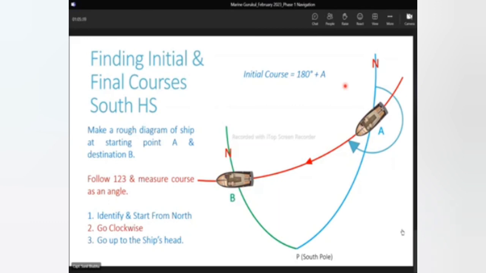That is the initial course calculation. Let's go to the destination position now. Again, we follow the 1, 2, 3 method. Starting from true north, going clockwise, going up to the ship's head, represented by the light blue arc as well as arrow.